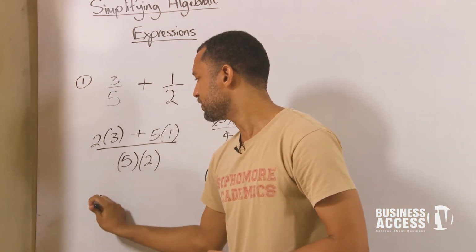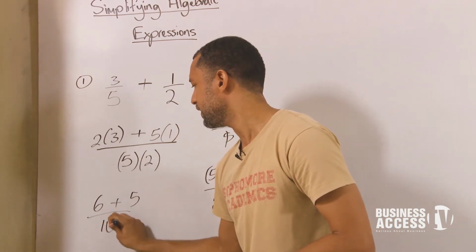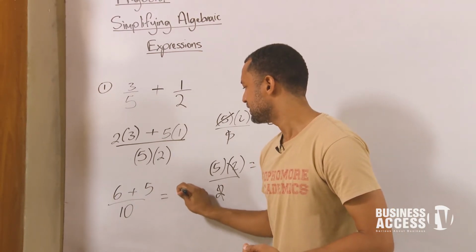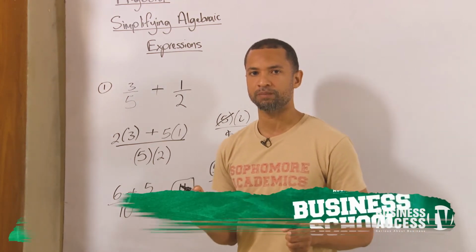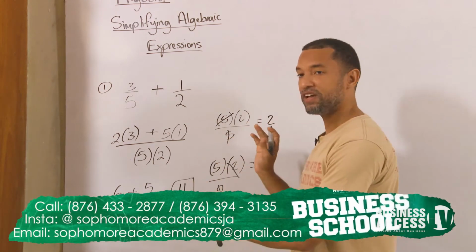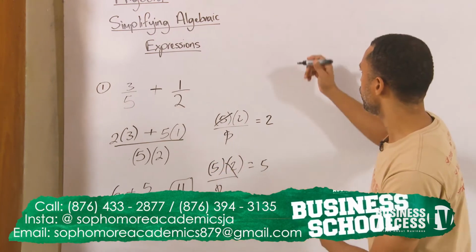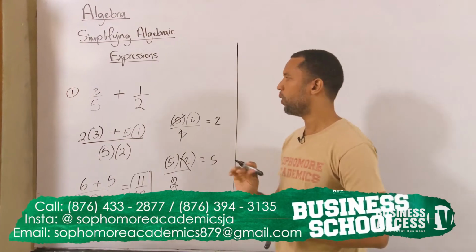Then we have 2 threes, 6, plus 5 over 10, ladies and gents. 6 plus 5 is 11 over 10. We can just leave it right there as an improper fraction. But I want you to understand this concept. Have that written down, and let me just do another one real quick.